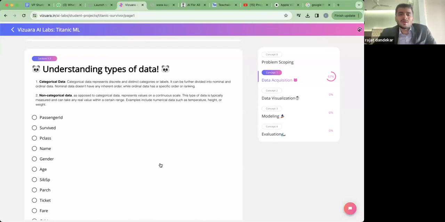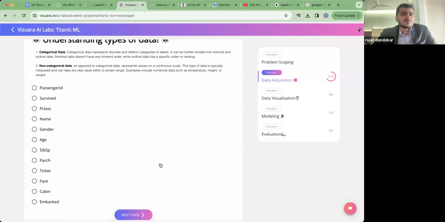Whereas non-categorical data is something which can take any real value within a certain range. For example, height or weight of a person, that's a non-categorical value. So here most of the parameters or the attributes that we are looking at are examples of categorical data.